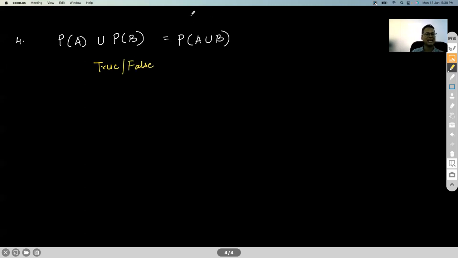Before you give out any answer, listen to me first. If you're saying it's true, then you have to give a generic proof. But if you're saying it's false, then it is sufficient for you to show me an example where there is a set A, there is a set B. You found the power set of A, you found the power set of B, you took their union. And then you also found out the power set of A union B and then realized that they are not the same. Okay, so somebody is saying it's false. Then please give me an example where I can see that this property is failing.